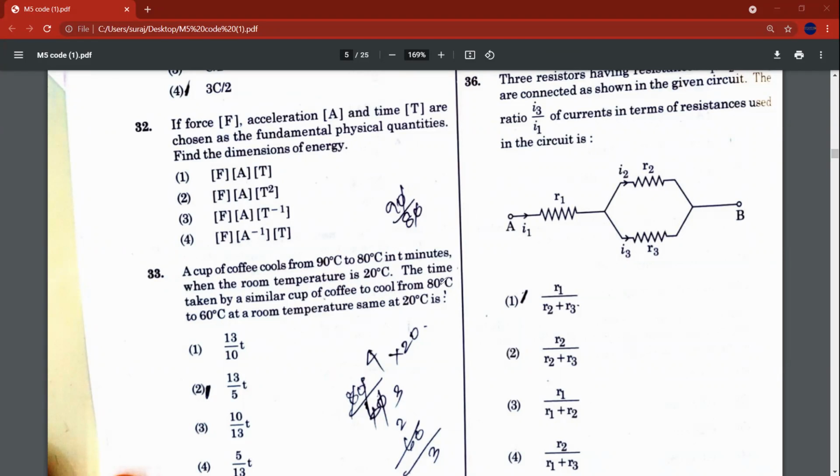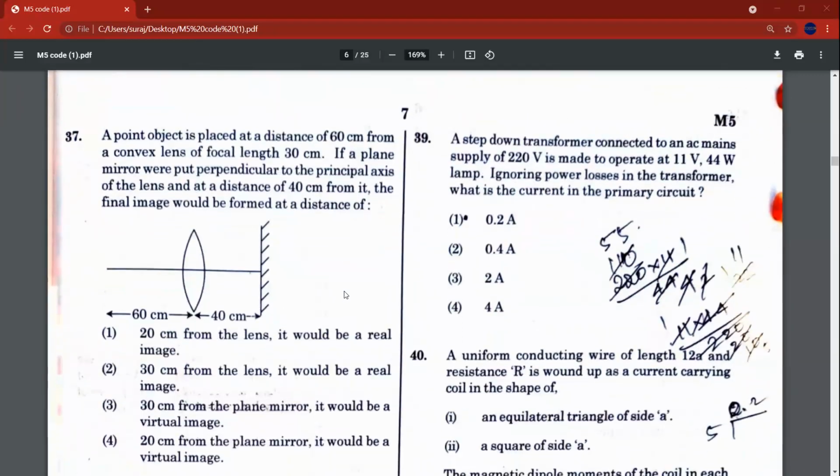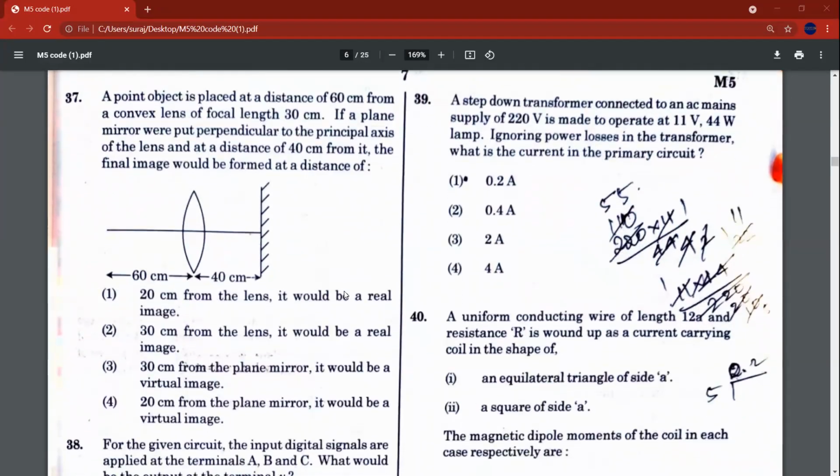Coming to question number 37. Yeah, 37 is a nice question. Here a point is placed at a distance of 60 centimeter from a convex lens of focal length 30 centimeter. Focal length is 30, na? That means this is C, right? That means the image will form at C. Somewhere here the image should form.